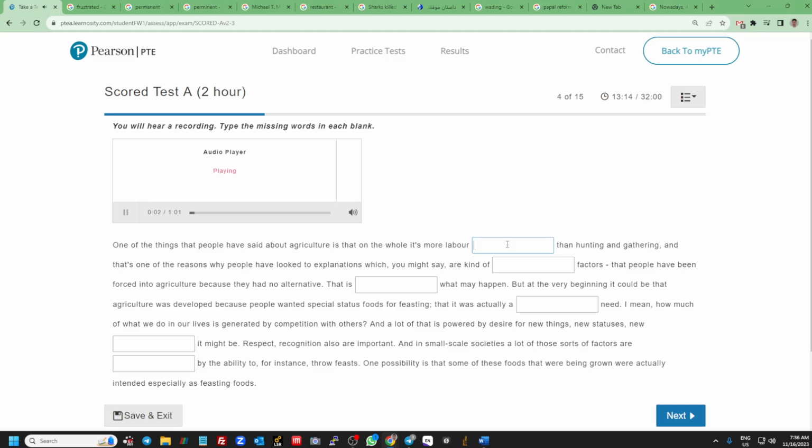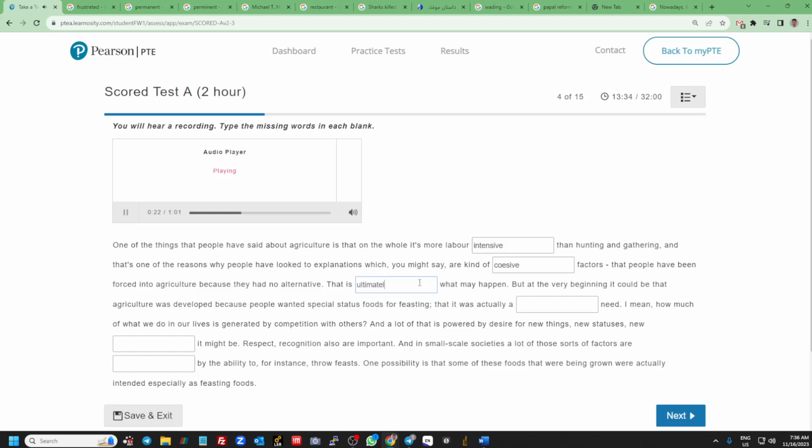One of the things that people have said about agriculture is that on the whole it's more labour intensive than hunting and gathering. And that's one of the reasons why people have looked to explanations which you might say are kind of coercive factors, that people have been forced into agriculture because they had no alternative. That is ultimately what may happen.